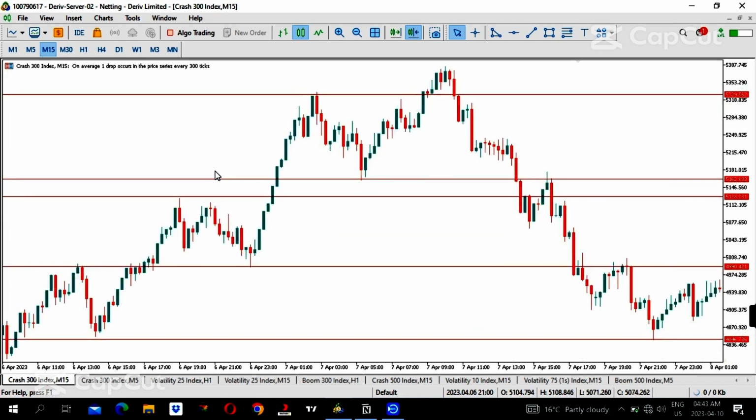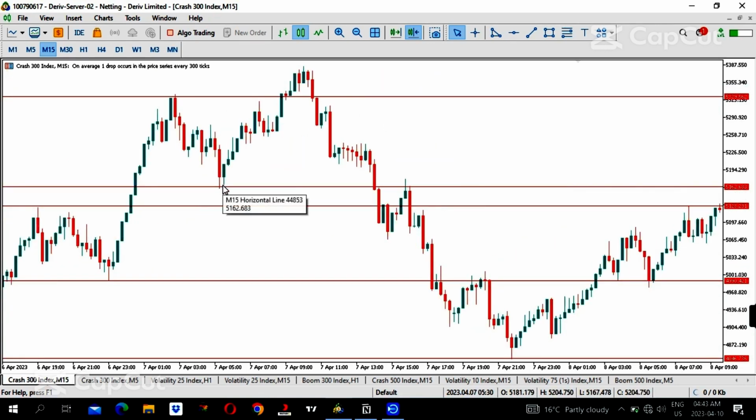So a broken support becomes a resistance. Right over here, this support, when it gets broken over here, and the market pulls back to this specific area, now this support zone is acting as a resistance zone. As you can see, after candlestick confirmation, we've got this quick rejection, a slow down in momentum, and we continue going downwards.